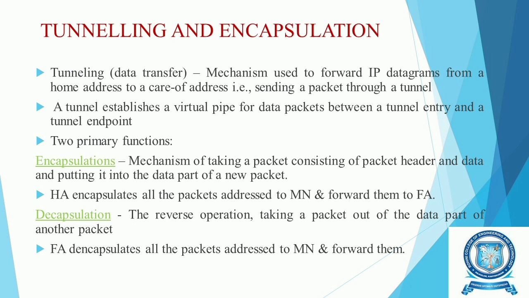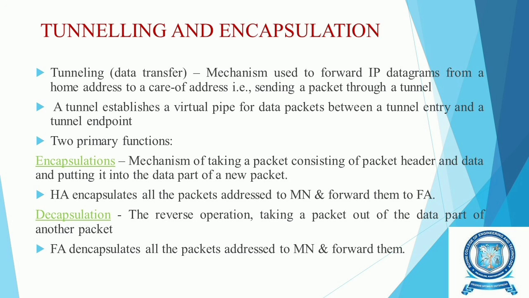We are going to see tunneling and encapsulation, which is the final stage of the operation of mobile IP. Tunneling is a mechanism used to forward IP datagrams from a home address to a care-of address, that is, sending a packet through a tunnel. A tunnel is a virtual pipe for data packets to travel between a tunnel entry and a tunnel endpoint. There are two primary functions in this case: encapsulation and de-encapsulation. Encapsulation is the mechanism of taking a packet consisting of a packet header and data and putting it into the data part of a new packet.